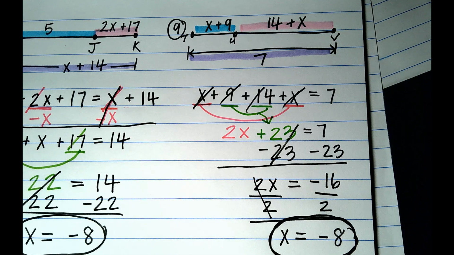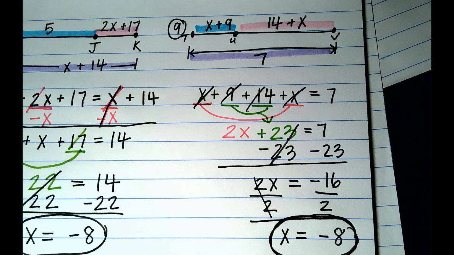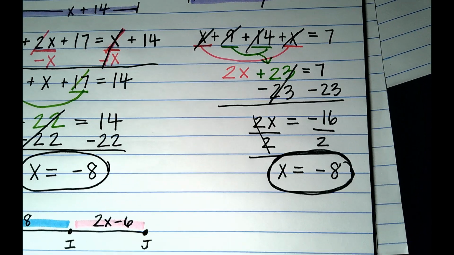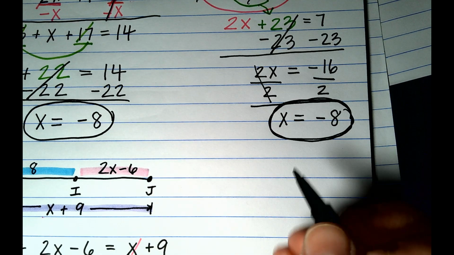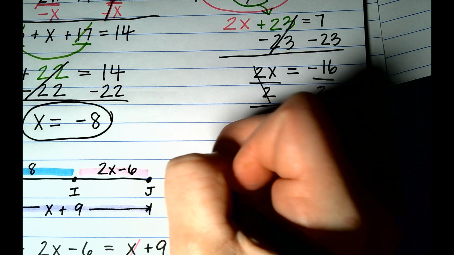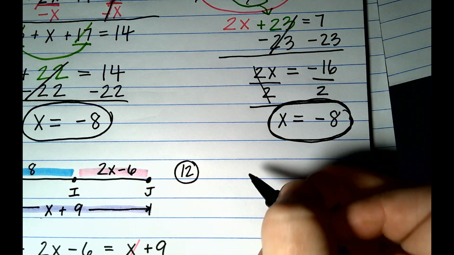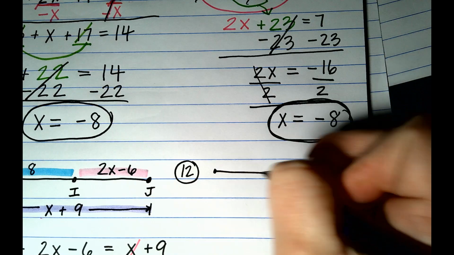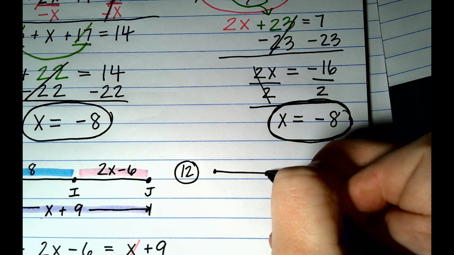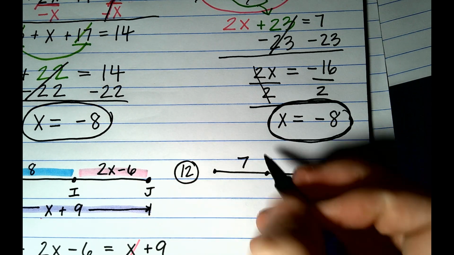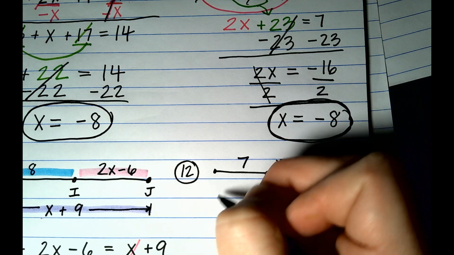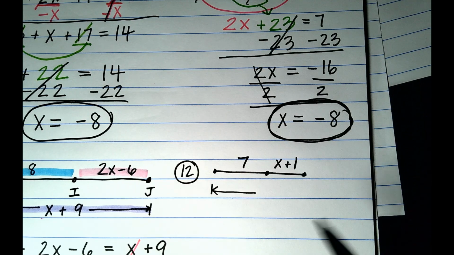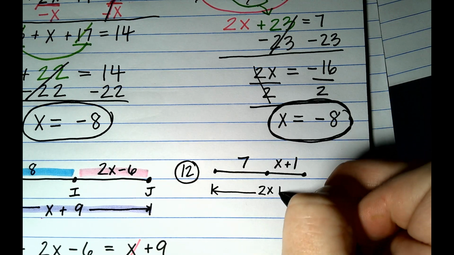Gotcha. Is there any way we can do number 12? Yep, we can do 12. 12 is the one that was 0. So let's look at that. So for 12, I have part of my line here. I've got 7, and then x plus 1, and my whole. Sorry, I'm getting a little sloppy. I need to slow down. 2x plus 8.